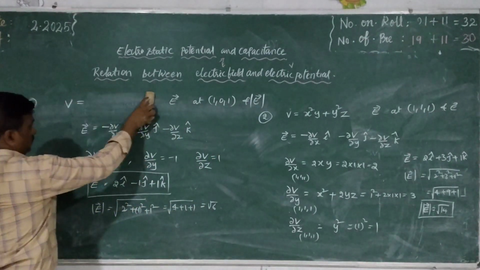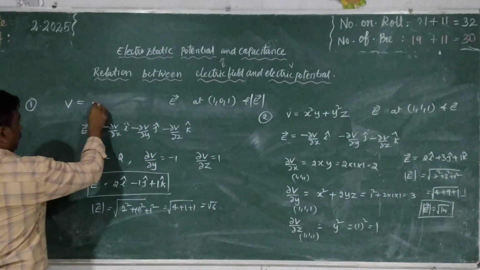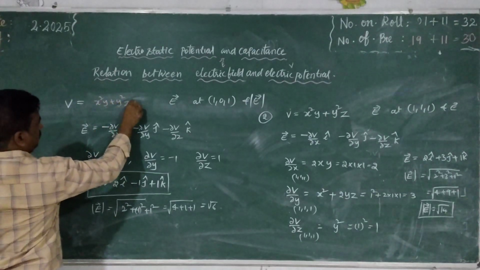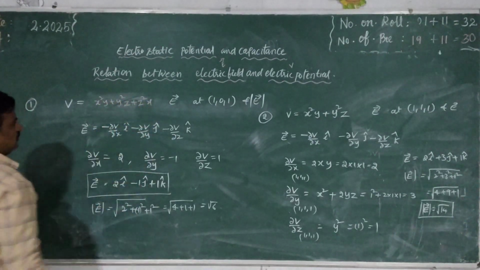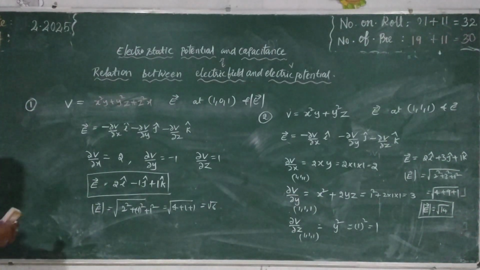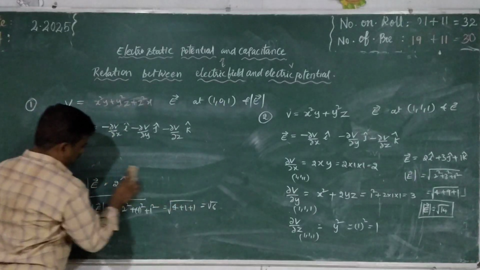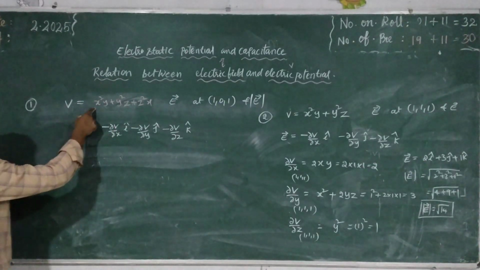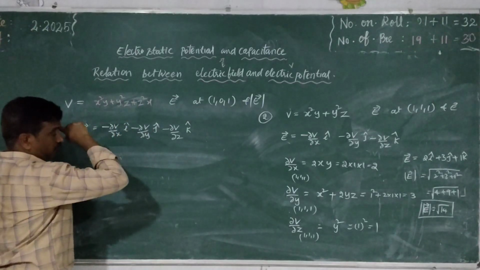See the third one. Here V is x square y plus y square z plus z square x. This is V. We want to find the electric field and the magnitude also. Same formula here, but the terms are different. So the potential is x square y plus y square z plus z square x.